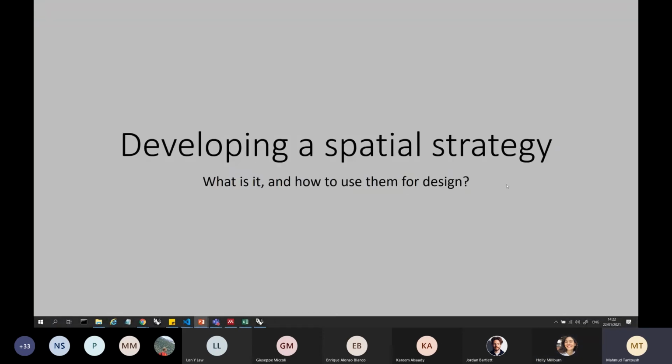So I want to talk about, before we get into the Grasshopper workshop, how we think about using Grasshopper, right? Grasshopper is not something we just use for the sake of using, otherwise that's pointless. It's something we use as a tool. So the comments early on from, I think, Tazeen are very important. Developing a spatial strategy: what is it, and how to use it for design?